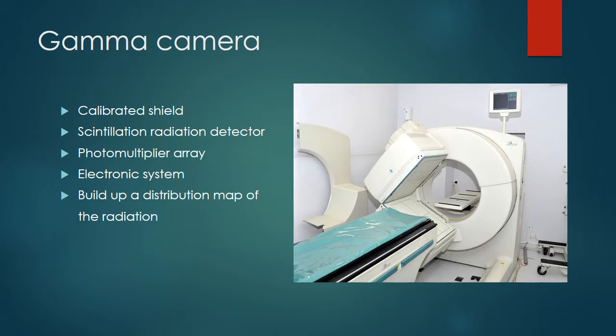The equipment consists of a calibrated shield so that the evaluated radioisotope radiation may only reach the detector. A scintillation radiation detector, which is a crystal that emits light when struck by radiation, is then detected by a photomultiplier array. After the photomultiplier arrangement, an electronic system detects, counts, and catalogs these events to build up a distribution map of the radiation at the detector front. The intensity of the detected radiation will depend on both the distribution and the attenuation of the radiation by the part of the patient that stands between the point where the event took place and the detector.